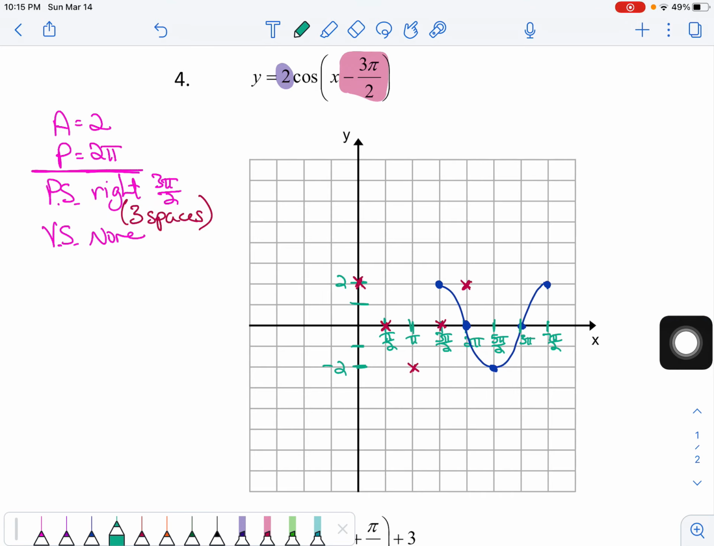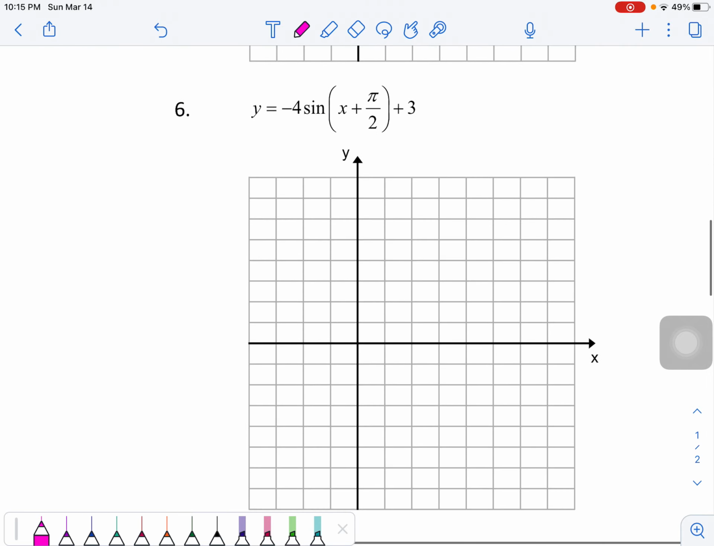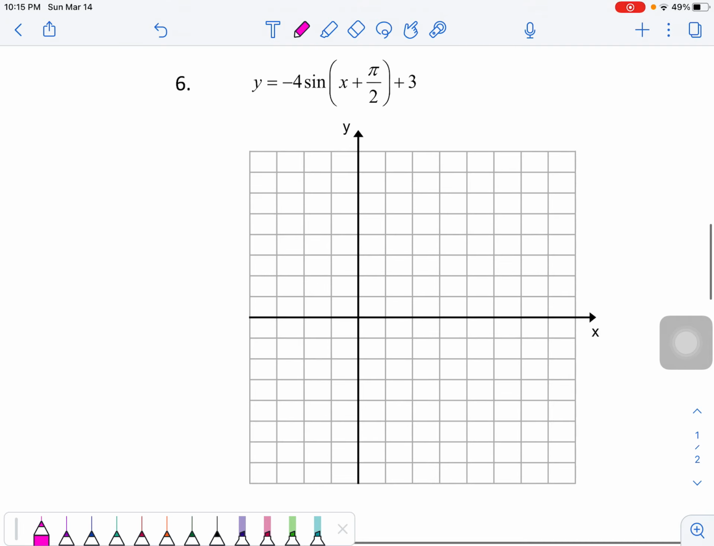All right, so that's problem number 4. Let's go ahead and slide on down to number 6. Number 6 has a lot of stuff going on here. So let's start. We've got that negative sign. We've got a 4 here. We've got a plus pi over 2 here and a plus 3 here.